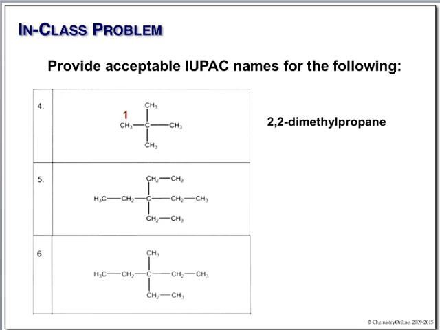Our next one, our longest chain is going to be 1, 2, 3, 4, 5. So it's a pentane, right? We have 2 ethyl groups here and they're attached on the middle carbon. So it doesn't matter which end we make carbon 1. And we're going to have a 3,3 diethyl pentane.